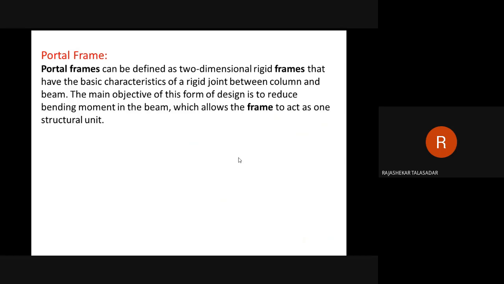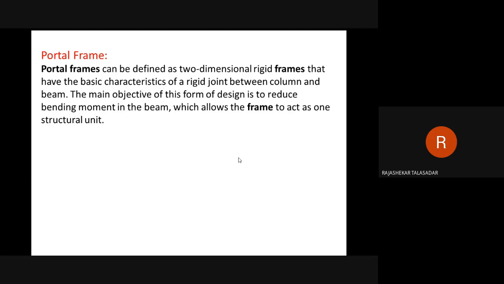A portal frame can be defined as a two-dimensional rigid frame that has the basic characteristic of a rigid joint between the column and the beam. The main objective of this form of design is to reduce the bending moment in the beam, which allows the frame to act as one structural unit. If you look at this, this is a structure.